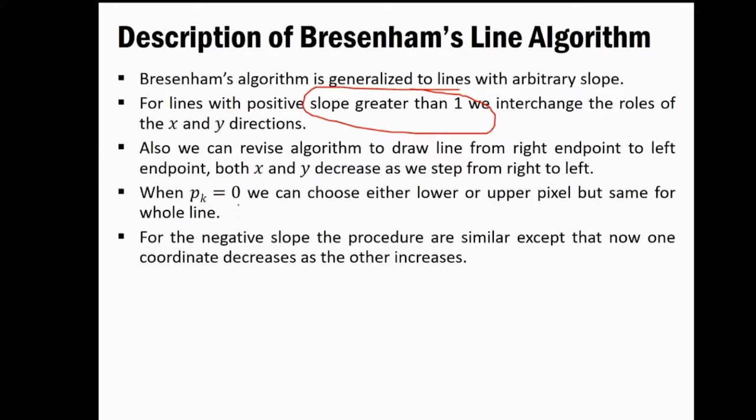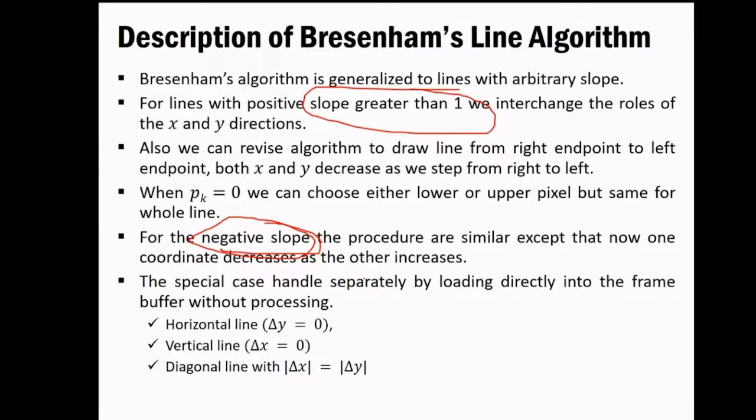When p_k equals 0, we can choose either the lower pixel or the upper pixel, but the same for the whole line. Now if the slope is negative, the procedure is similar, except that one coordinate decreases as the other increases. So you'll be dealing with multiple situations based on the values. We'll also see that case. The special case is handled separately by loading directly into the frame buffer without processing. We'll see this when we do the programming part.